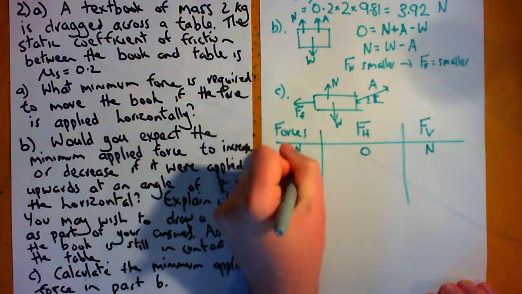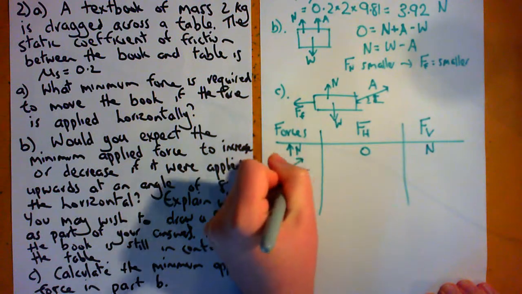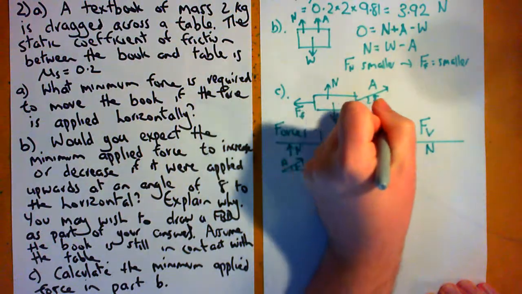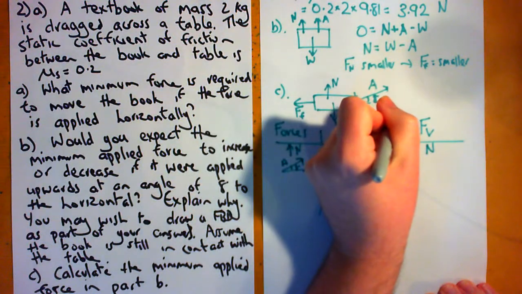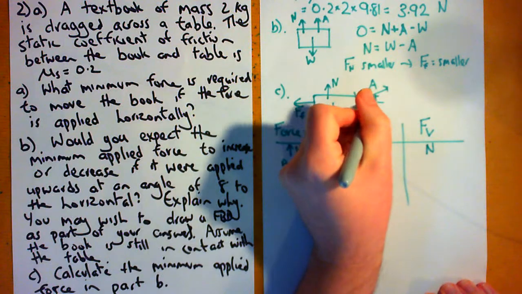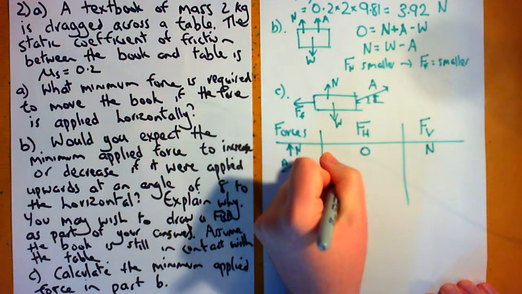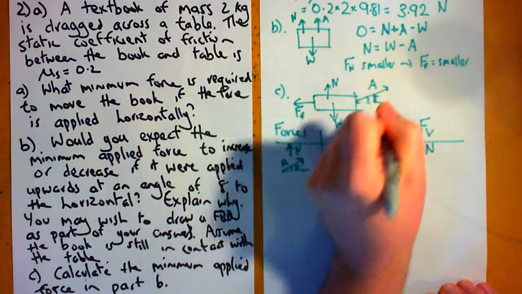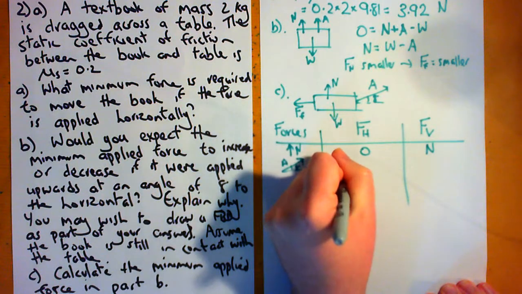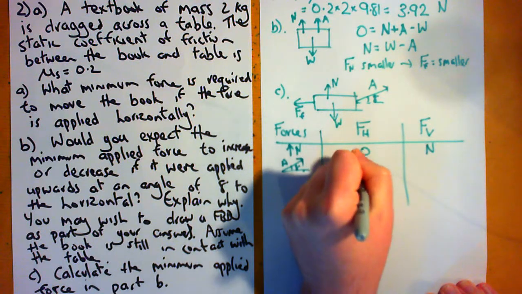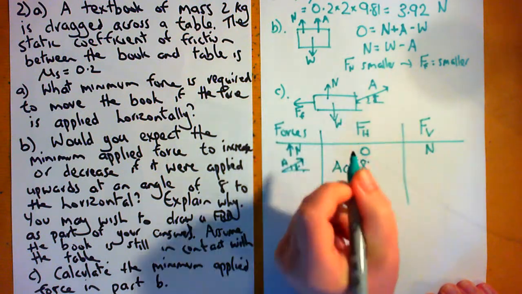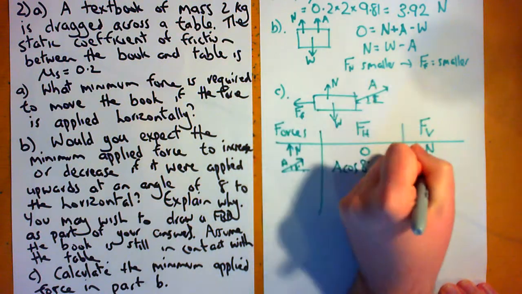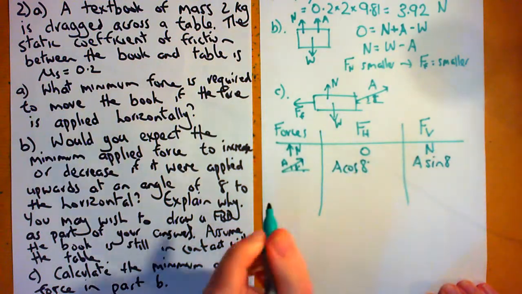We don't know its size, so let's just call that N for now. So for the applied force, the horizontal component, if we look at this right triangle, is applied to the right, which means it's positive, and A is your hypotenuse, the size of the force. We're finding the adjacent side, so this will be A cosine of the angle, 8 degrees, and vertically we also have A, but this is now the opposite side, so we've got A sine of 8 degrees.